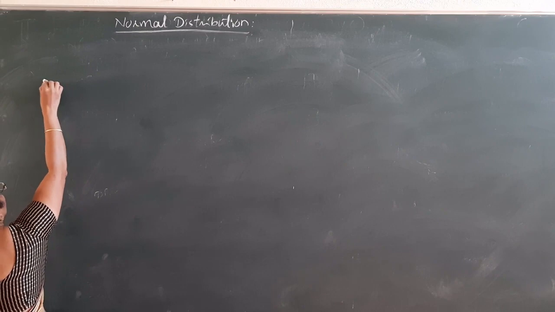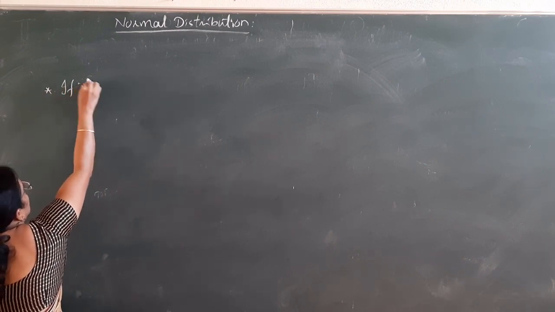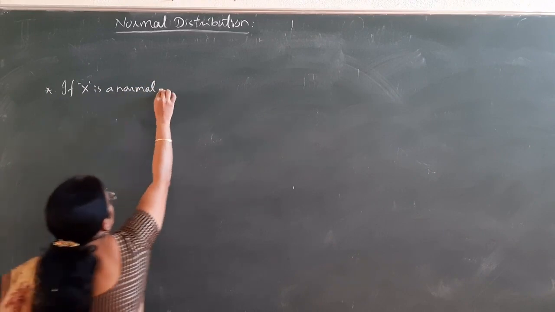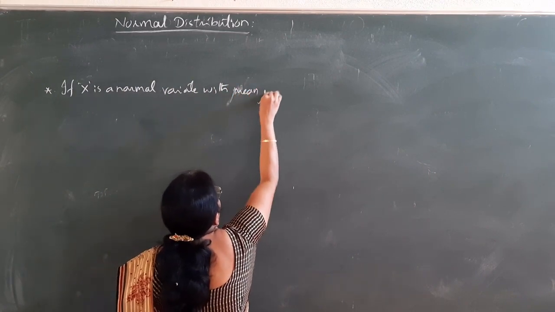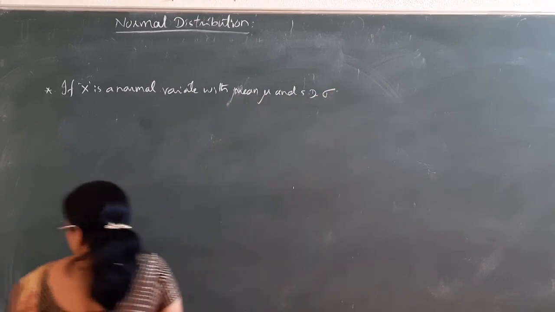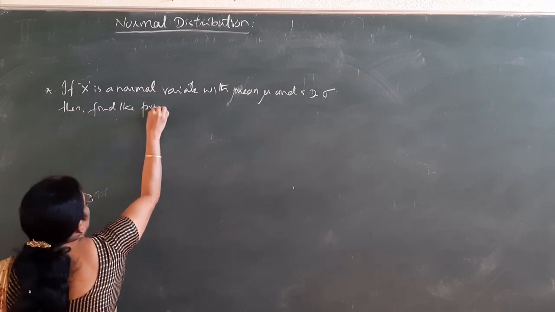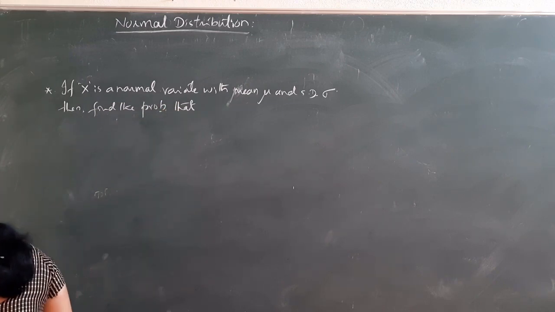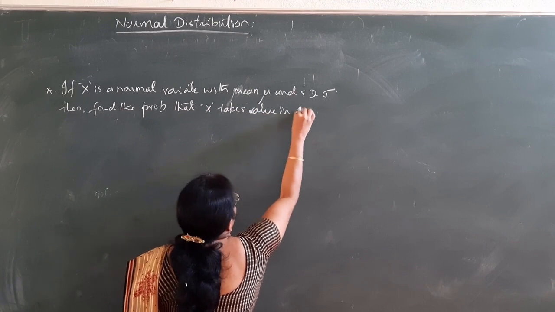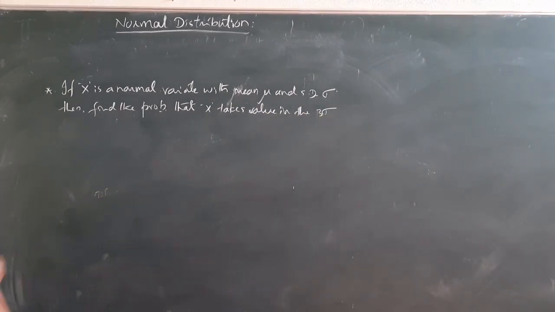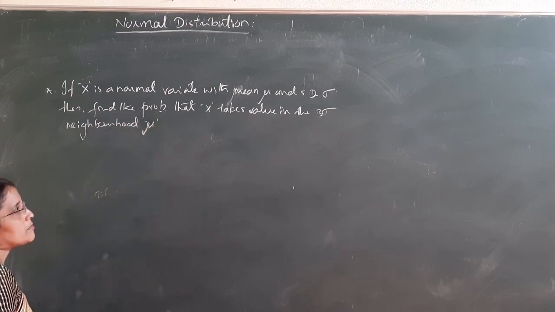Next, let us solve one problem. It is asked for 5 marks. The problem is, if x is a normal variate with the mean mu and standard deviation sigma, find the probability that x takes value in the 3 sigma neighborhood of mu.